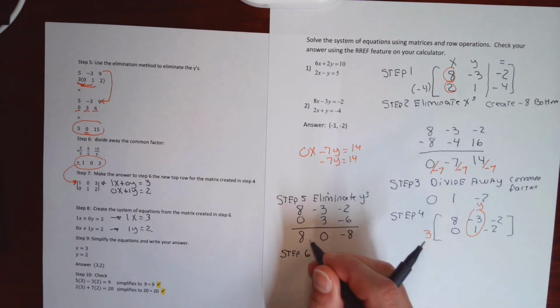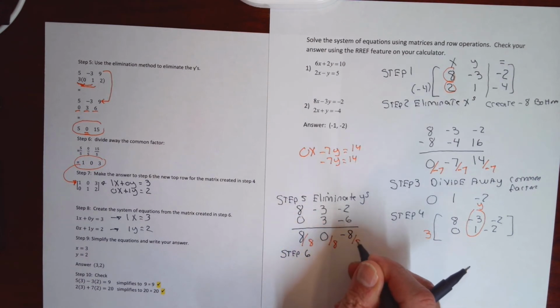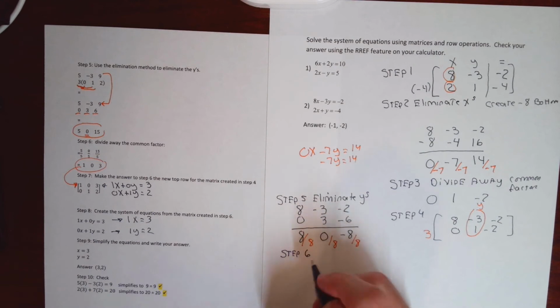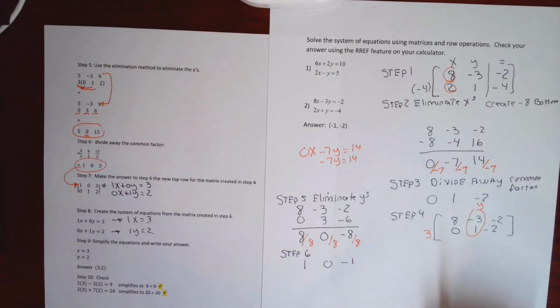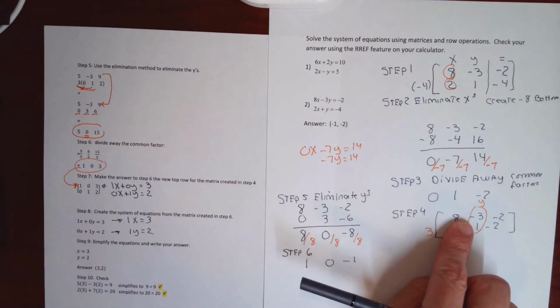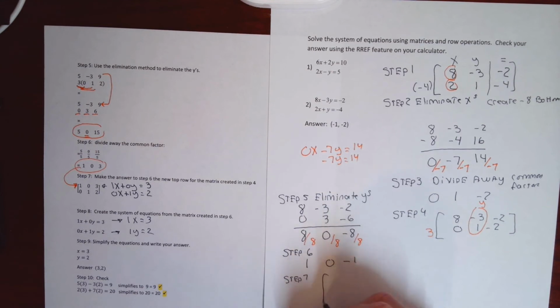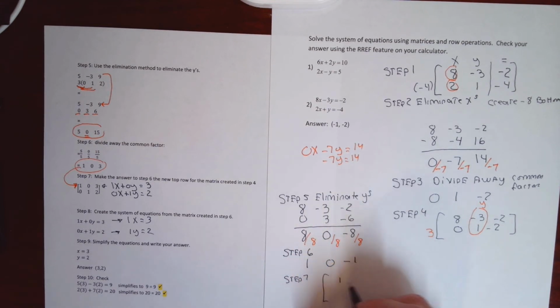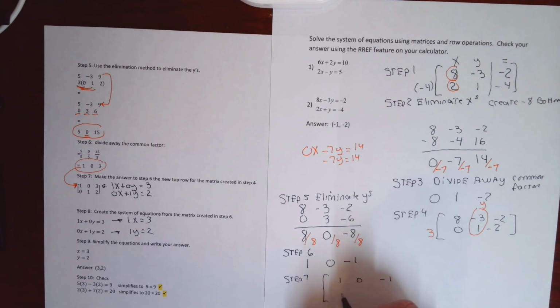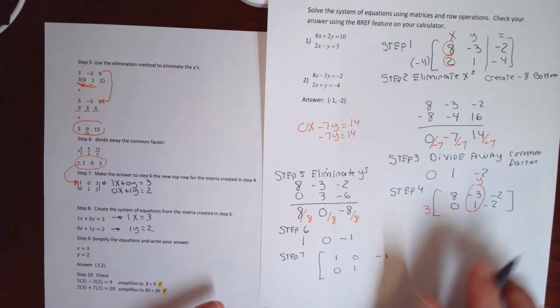Common factor is 8. So divide by 8, divide by 8, divide by 8. This is going to give me 1, 0, and -1. Done with step 6. Make the answer to step 6 my new top row. So in this matrix that I'm working with, for my step 7, I'm going to make this row 1, 0, -1 into my new top row. And I'm not changing the bottom row of 0, 1, and -2.